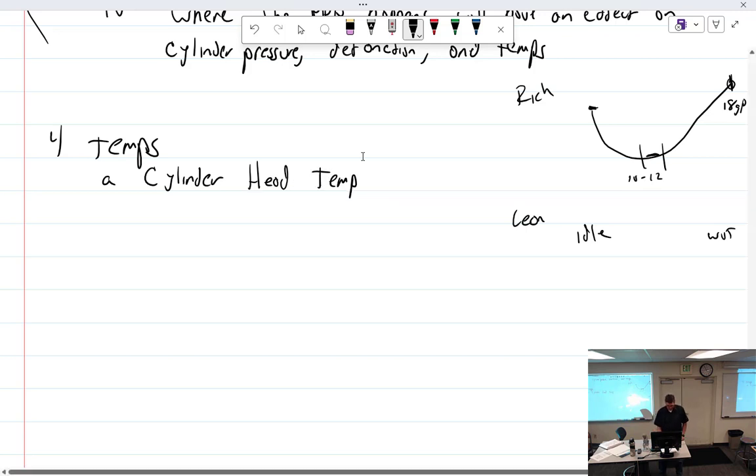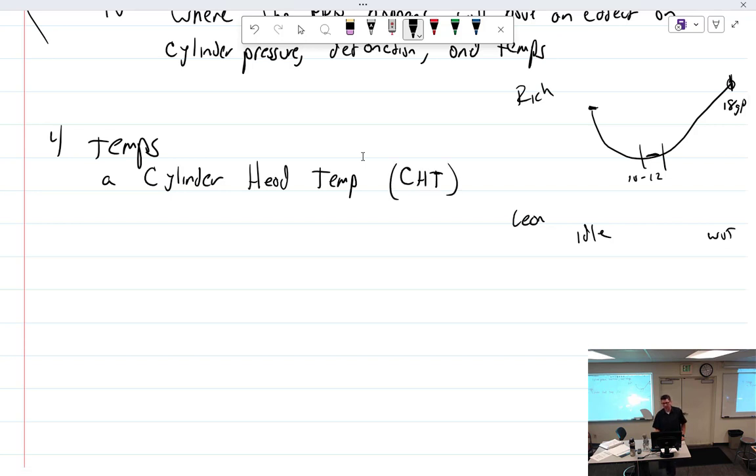Probably a week. Cylinder head temperature, or CHT. That's what you're just going to call it, CHT. So, unlike cars, because you don't care, unlike cars, aircraft need the CHT managed and monitored closely.